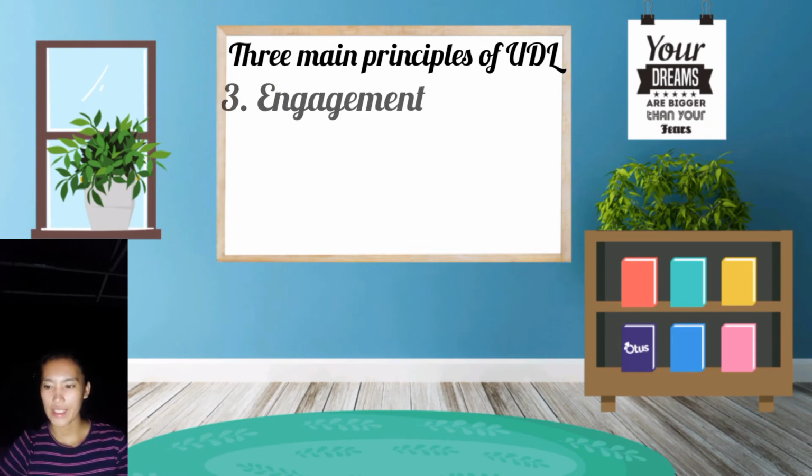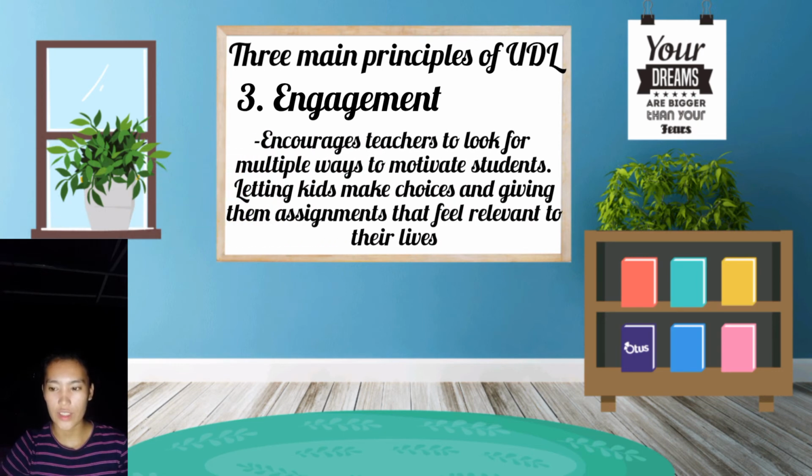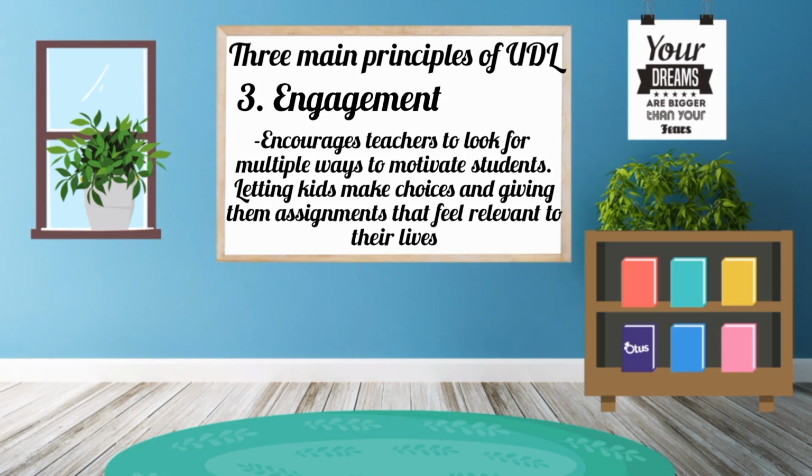And number three is engagement. Universal design for learning encourages teachers to look for multiple ways to motivate students. Letting kids make choices and giving them assignments that feel relevant to their lives are some examples of how teachers can sustain students' interest. Other common strategies include making skill building feel like a game and creating opportunities for students to get up and move around the classroom.